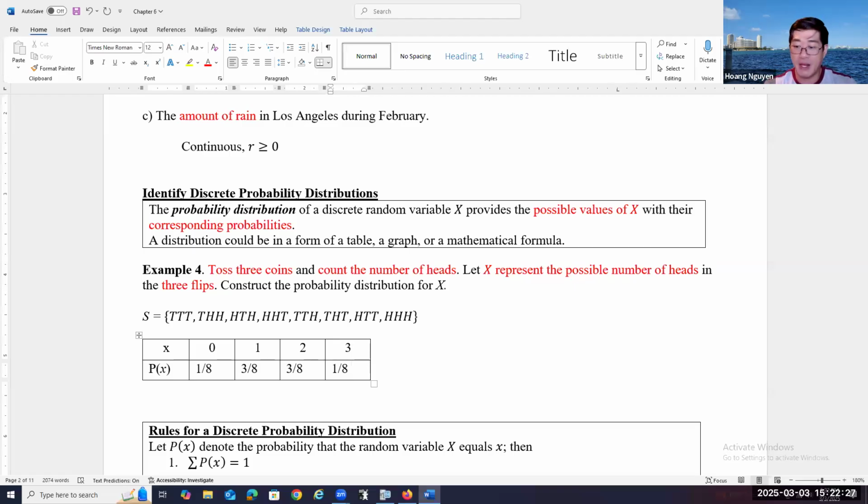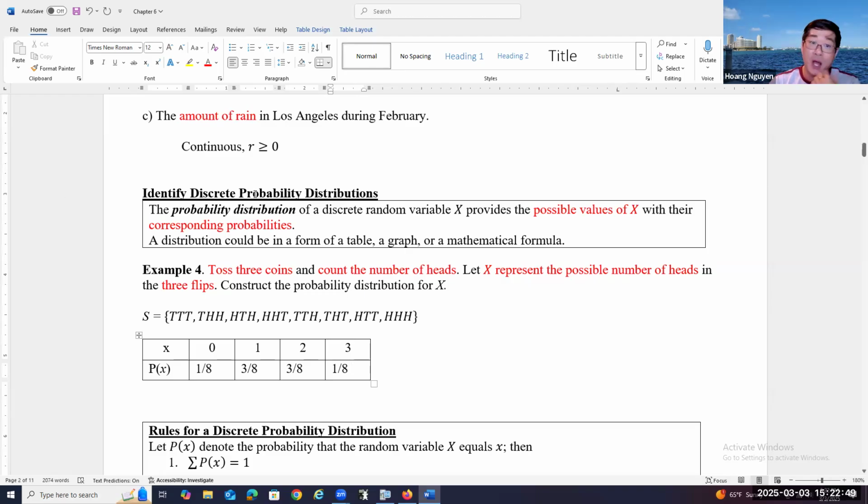So this is a probability distribution. So that's going to be the probability distribution. Okay, so I hope you guys are doing okay with this. So that's the probability distribution.